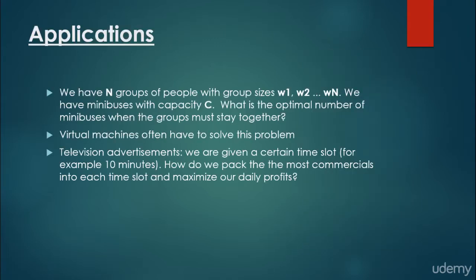And why is it so important to solve this bin packing problem? Because it has several applications. For example, in transportation, we have n groups of people with group sizes W1, W2, W3, up to Wn. And we have minibuses with capacity C. So what is the optimal number of minibuses when the groups must stay together? It means that W1, W2, and Wn, we are not able to separate these groups.